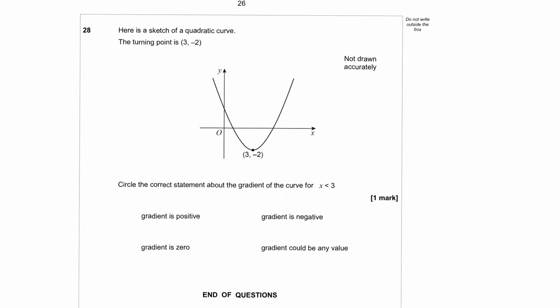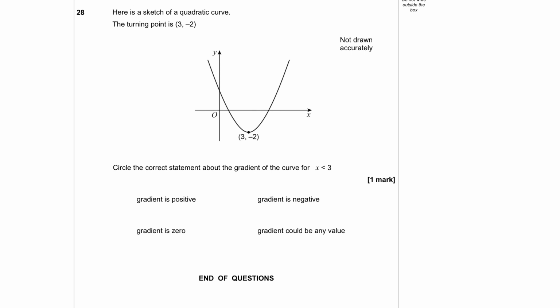Okay, so moving on to question 28, last question of the day and of this series. Okay, so it says here is a sketch of quadratic curve, and it says the turning point is 3, minus 2. So it says circle the correct statement about the gradient of the curve for x is less than 3. So first things first, we know what the turning point is. So when x is less than 3, this would be the gradient. So what can we say about that gradient?